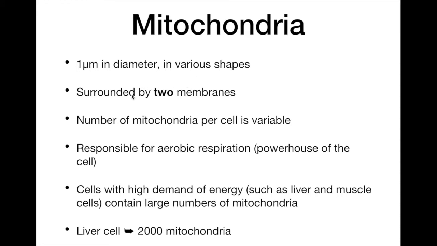The number of mitochondria in a cell is very variable. As they are responsible for aerobic respiration, it is not surprising that cells with a high demand of energy, like liver cells and muscle cells, contain large numbers of mitochondria. When you say large, about what? 5 mitochondria a cell? 20 mitochondria a cell? How many? As many as 2,000 mitochondria. So if you exercise regularly, your muscles will make more mitochondria because they have more energy needs.